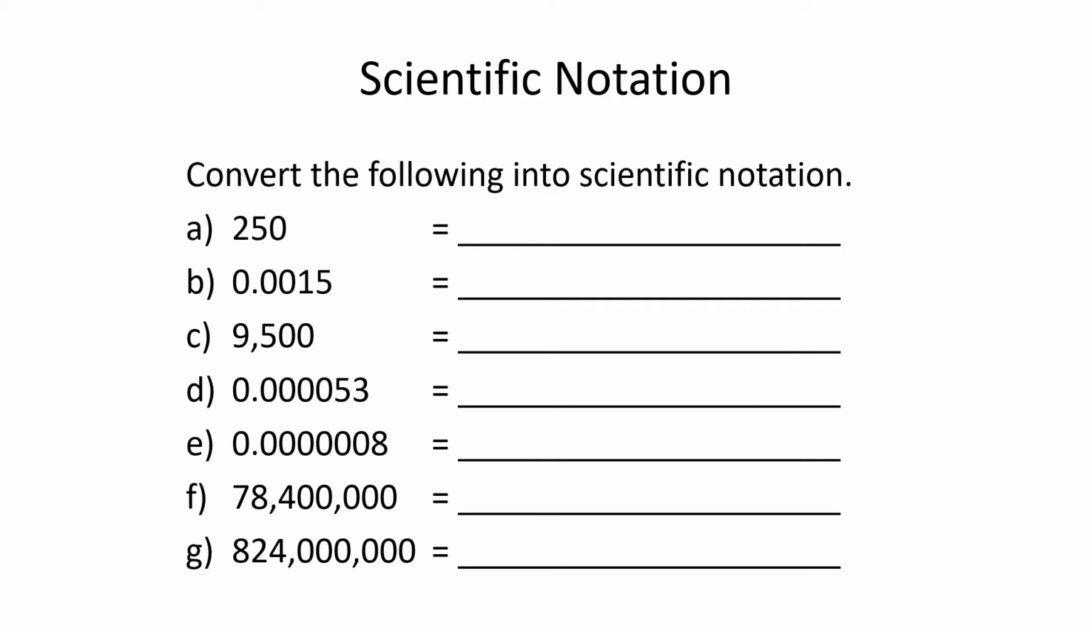Scientific notation. So scientific notation is expressing any number, big or small, that way we don't have to write out all the zeros, as a number between 1 and 10 multiplied by a power of 10. So you're going to convert whatever number you have to a number between 1 and 10, and then you're going to multiply it by 10 to the whatever power.